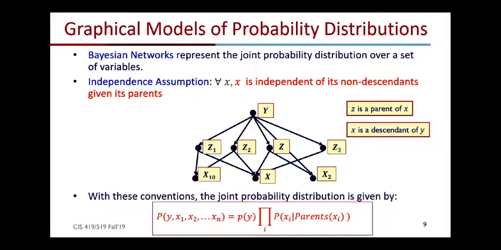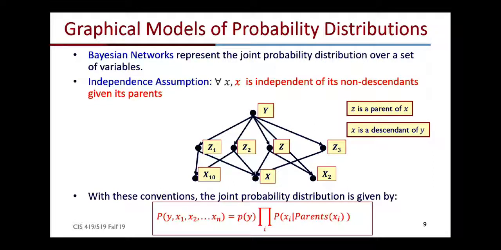So if you look at it here, z is a parent of x. In fact, z is the only parent of x. So given z, x is going to be independent, for example, of y and all other variables in this case. X is a descendant of y, and therefore you cannot say that x is independent of y without additional assumptions.